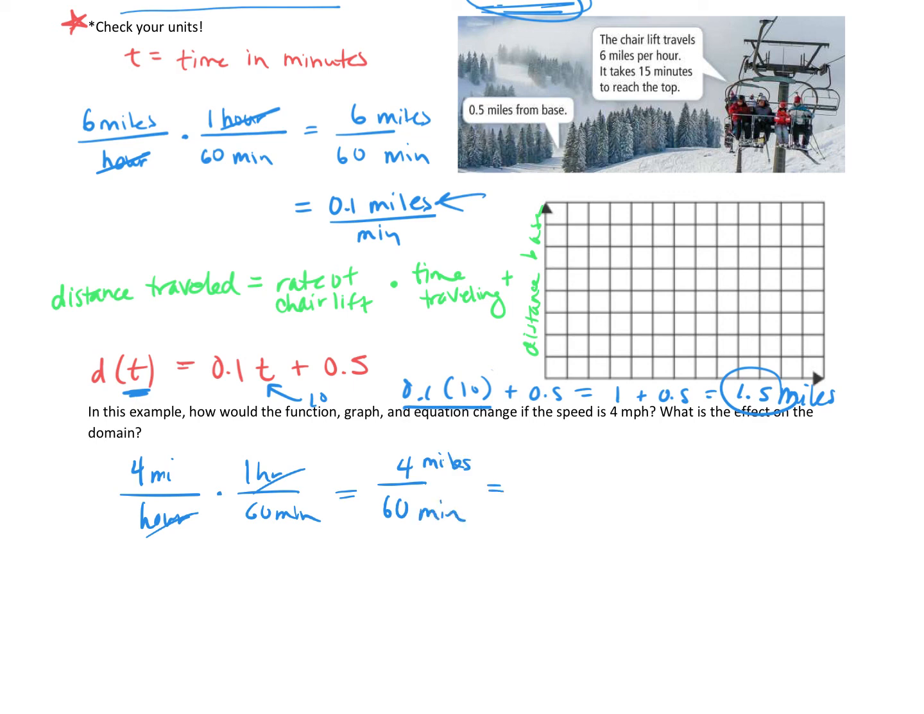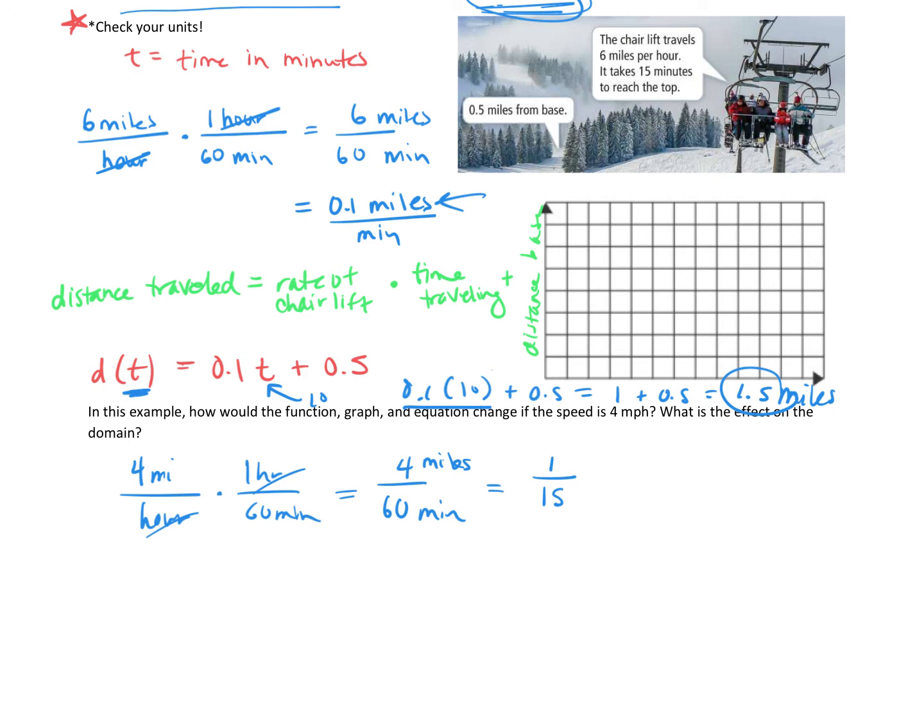4 over 60 reduces to 1 over 15. And that 1 over 15, if you divide that on your calculator, you get 0.06 repeating. We can't have any repeating decimals. We don't want to round anything. So in this case, we would leave the 1 over 15. So this 0.1 that we got when we converted to miles per minute, that's your rate. We're going to replace it with 1 over 15.